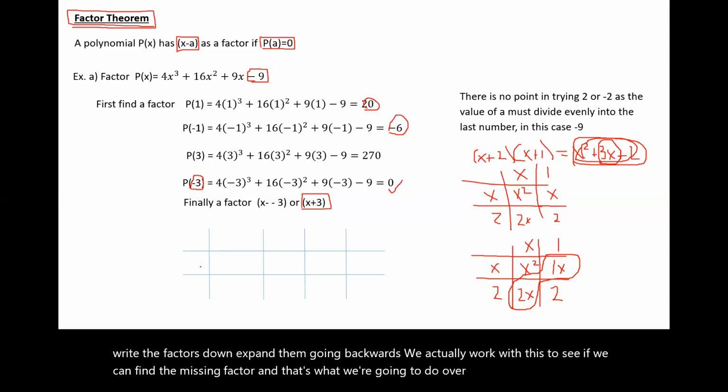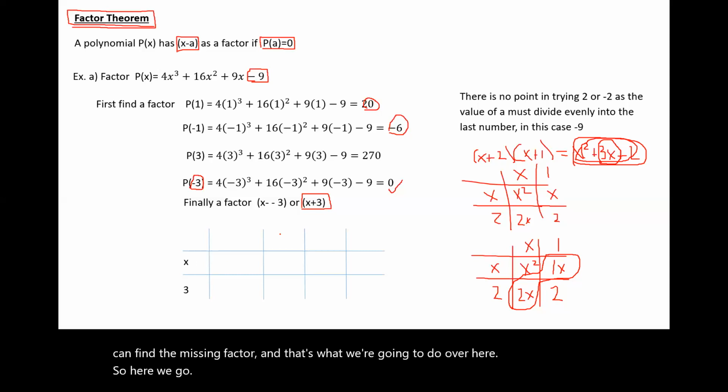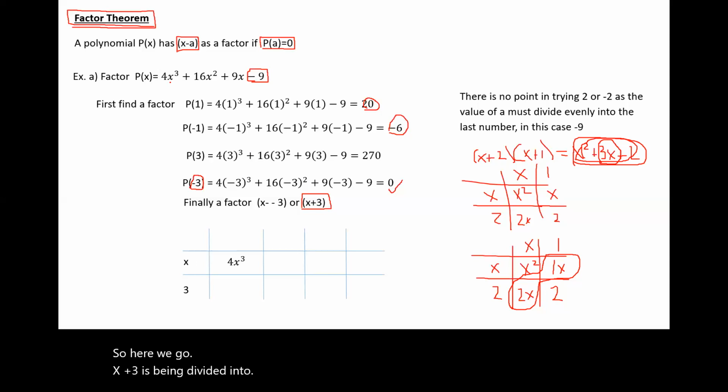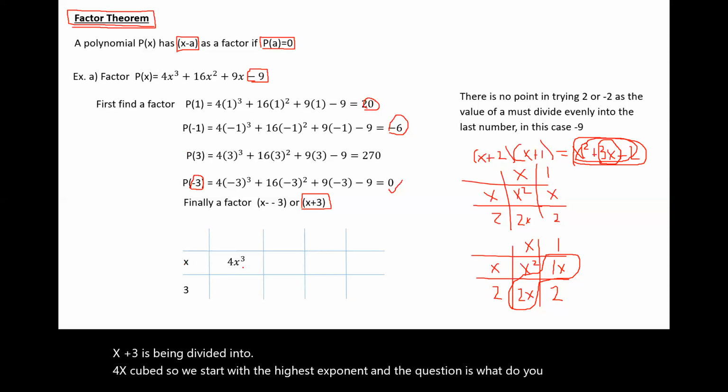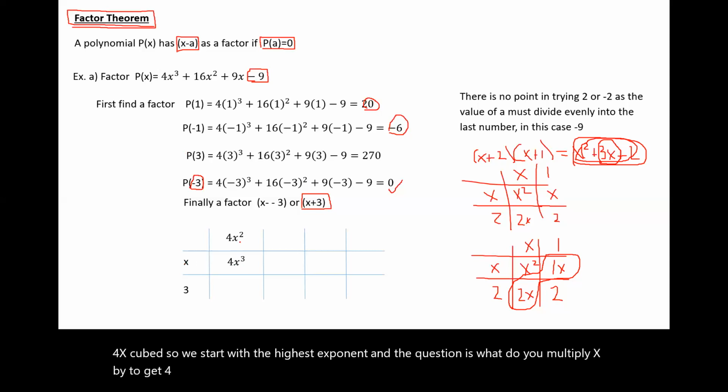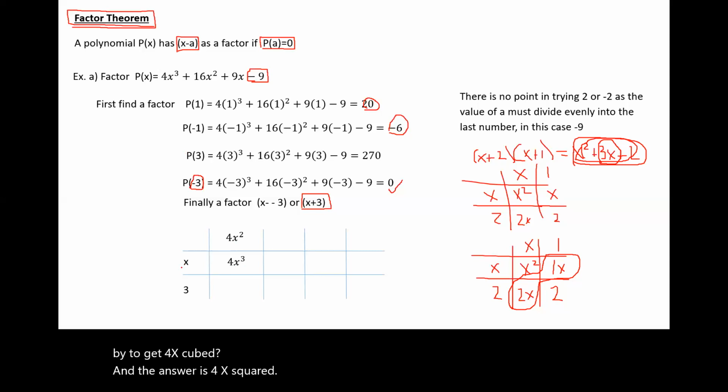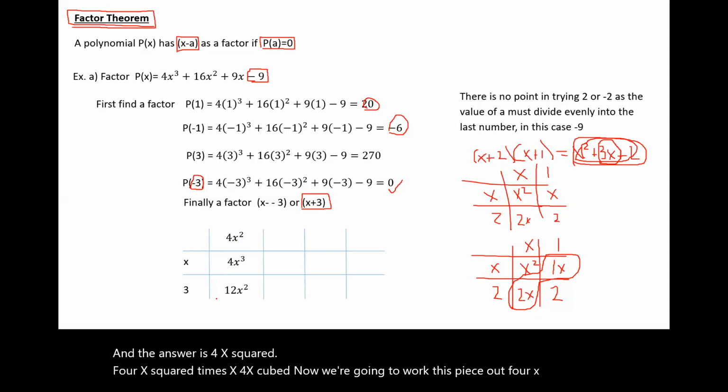So here we go. X plus 3 is being divided into 4x cubed. So we start with the highest exponent. And the question is, what do you multiply x by to get 4x cubed? And the answer is 4x squared. Check. 4x squared times x, 4x cubed. Now we're going to work this piece out. 4x squared times 3 is 12x squared.